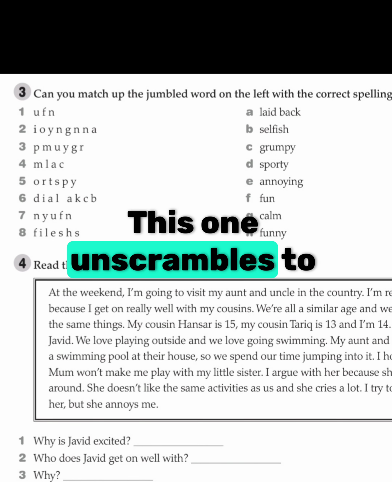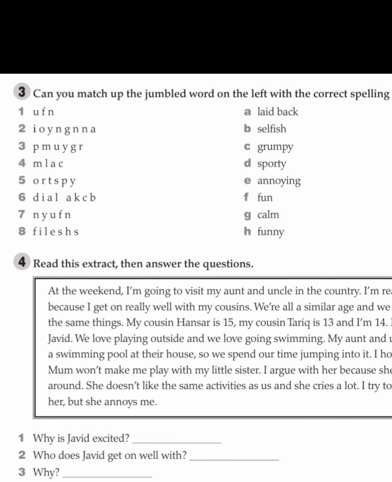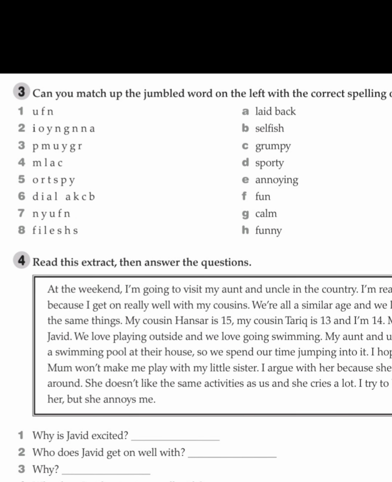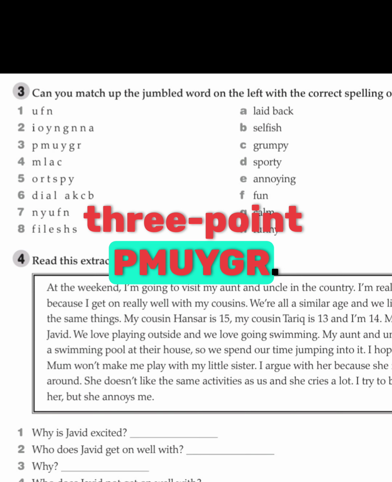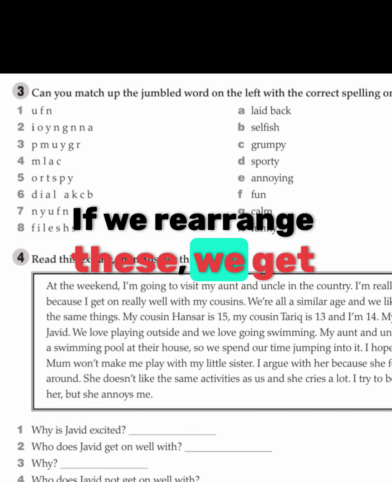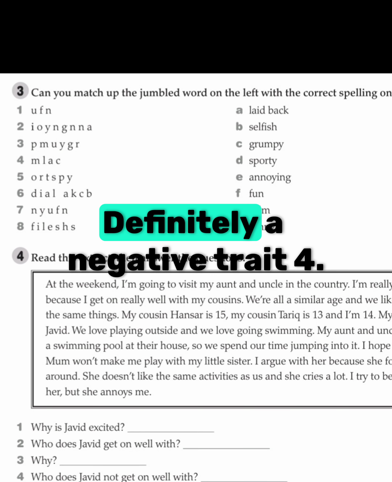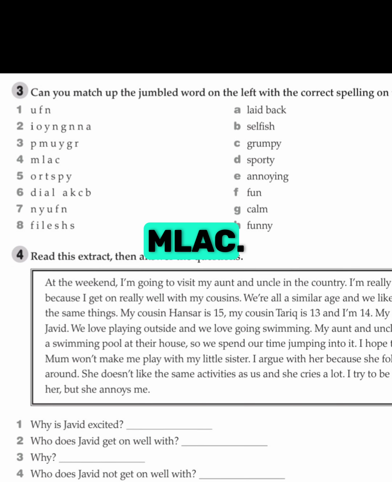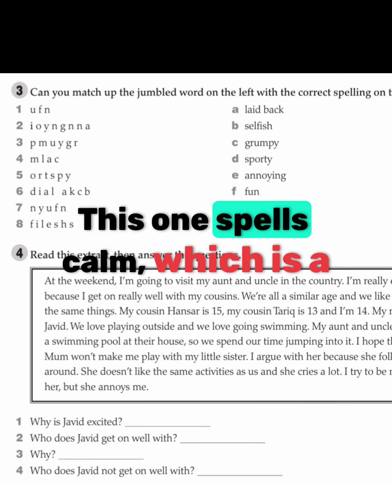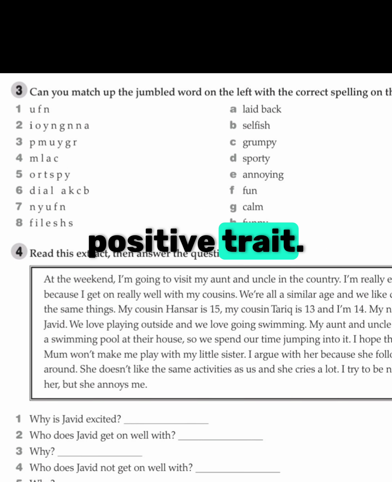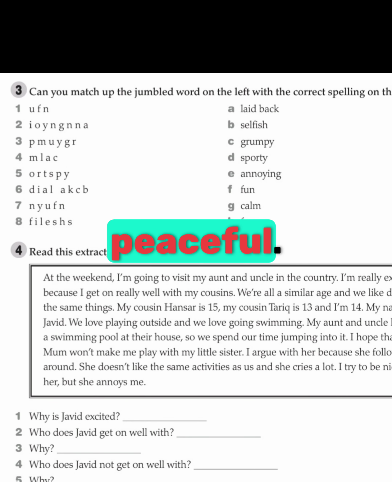IOYNGNNA. This one unscrambles to annoying. Annoying is usually negative, right? 3. PMUYGR. If we rearrange these, we get grumpy. Definitely a negative trait. 4. MLAC. This one spells calm, which is a positive trait. Calm people keep things peaceful.